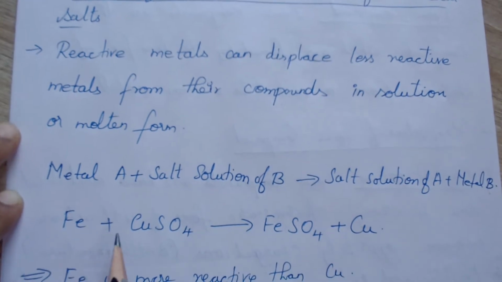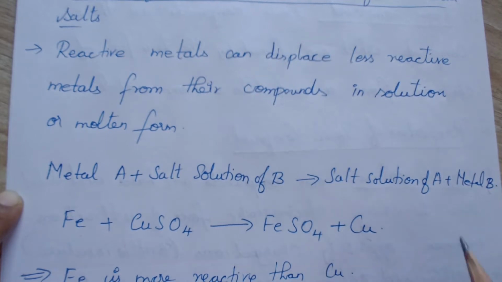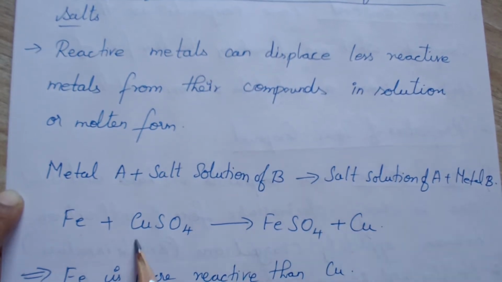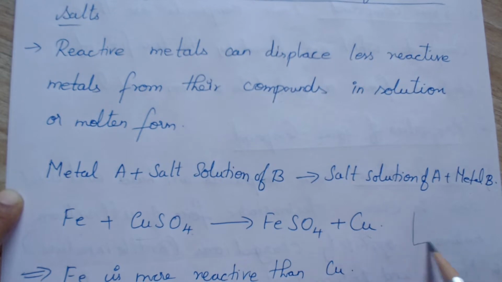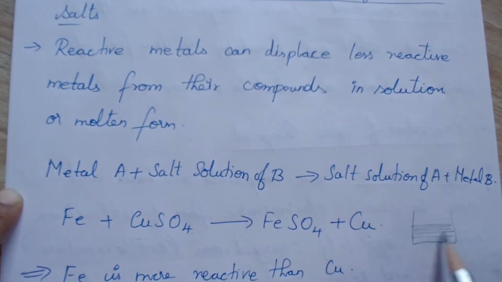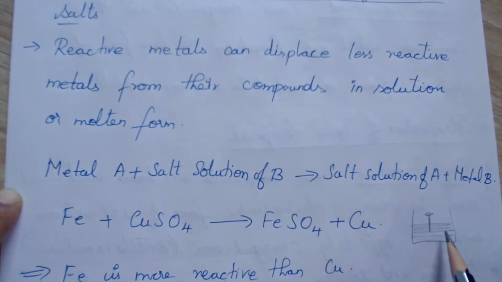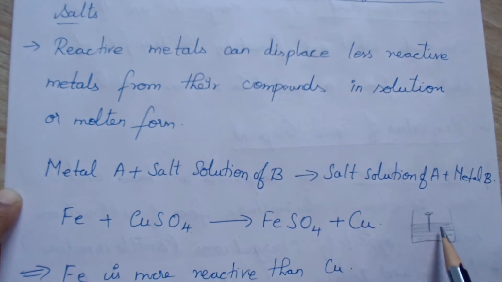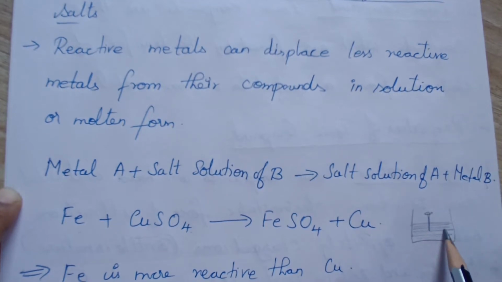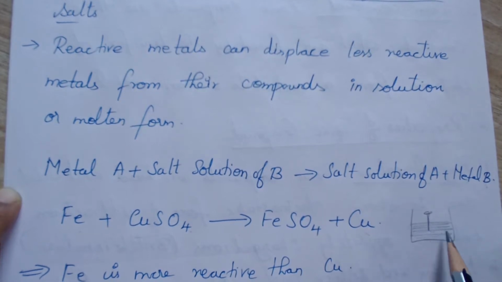This we have done as an experiment activity also. Iron plus copper sulfate gives iron sulfate plus copper. The color of this copper sulfate solution is blue, right? If you dip a nail in that, slowly the reaction happens. This iron will displace all the copper present in the copper sulfate solution, and it becomes FeSO4.